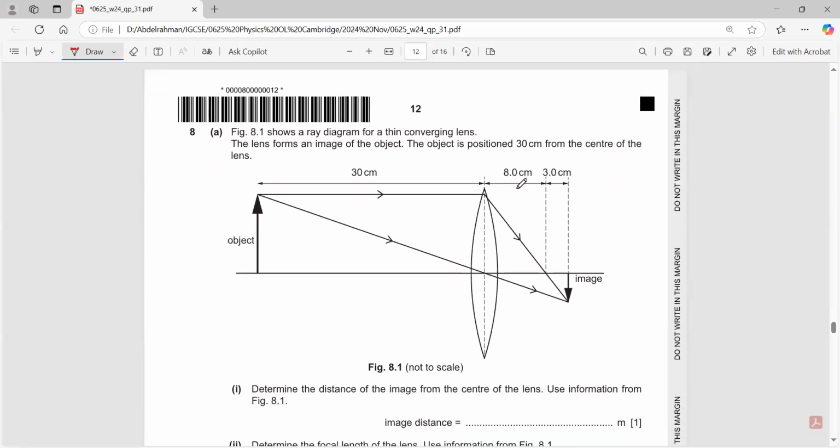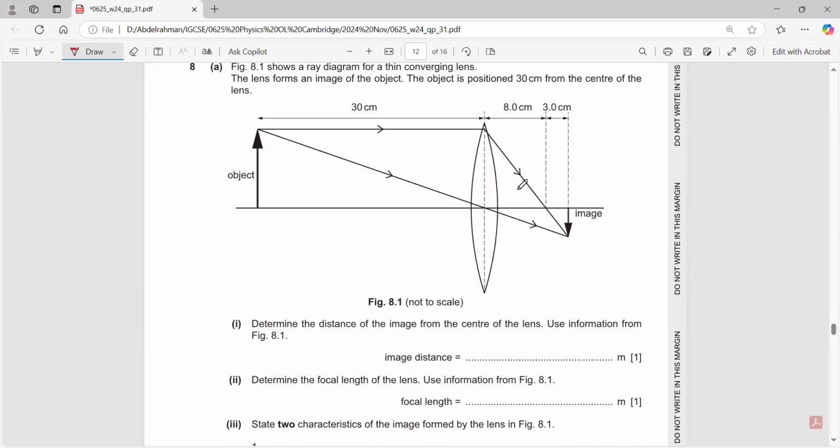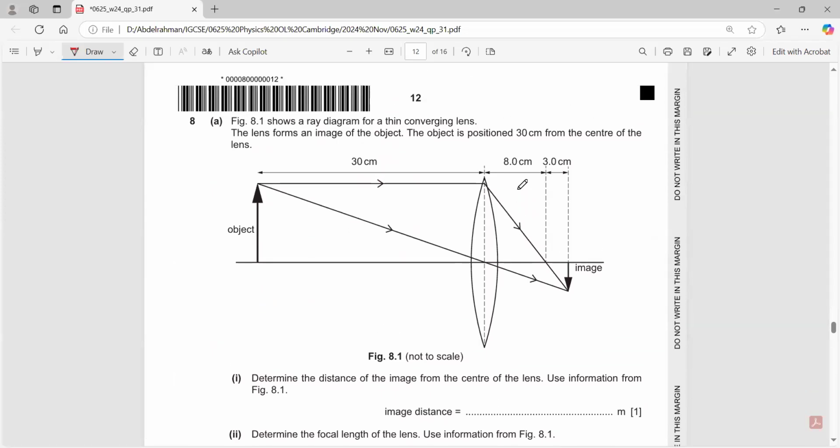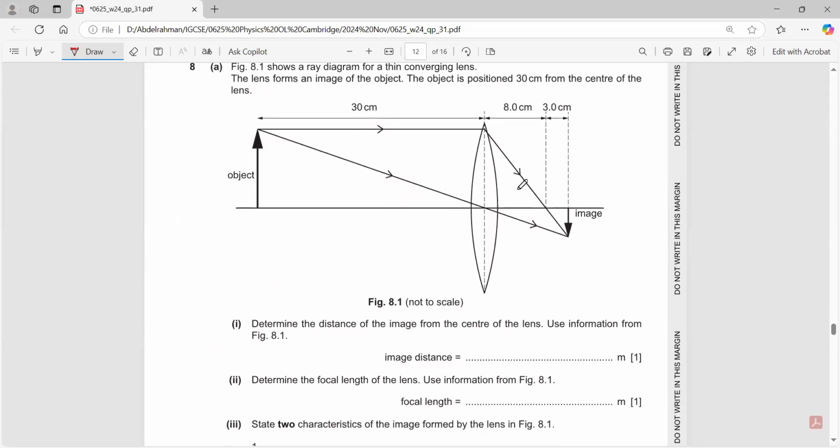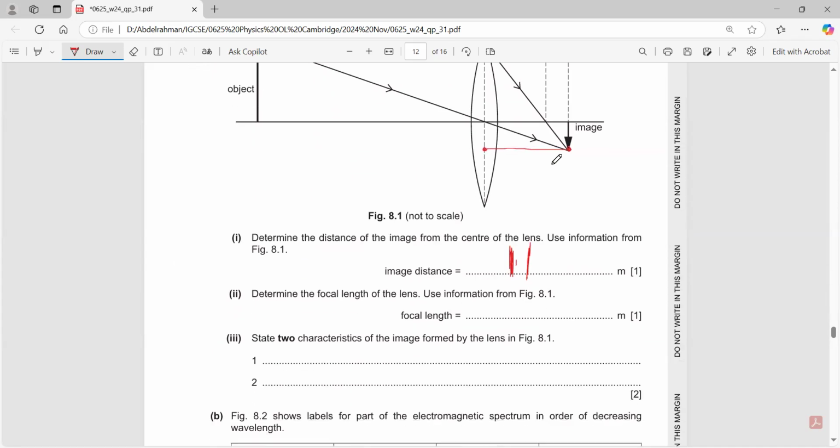Figure 8.1 shows a ray diagram of a thin converging lens. Determine the distance of the image from the center of the lens. How can I find the distance from the image to the center of the lens? From this point to this point. It is 11. We're talking about the image, not the object. It is 11 meters or centimeters.